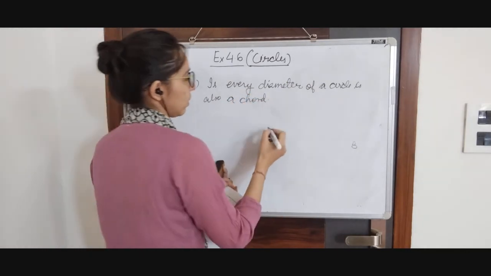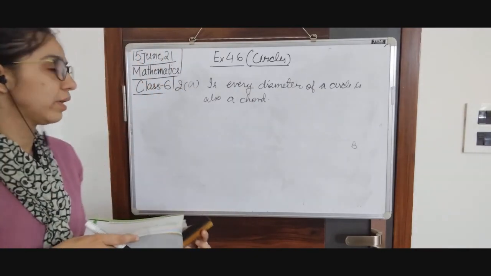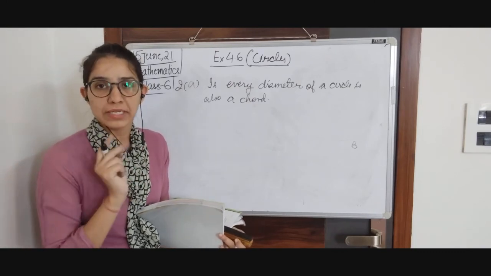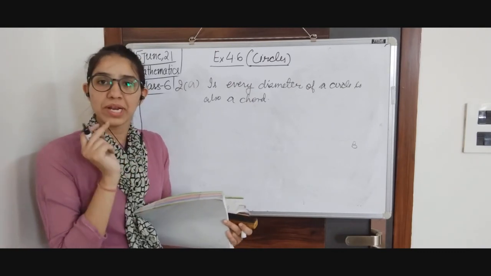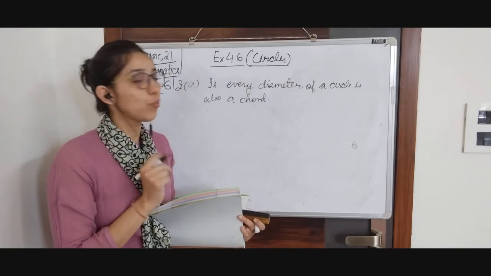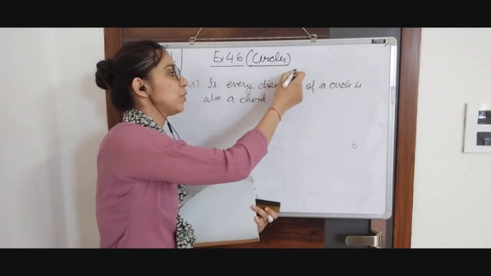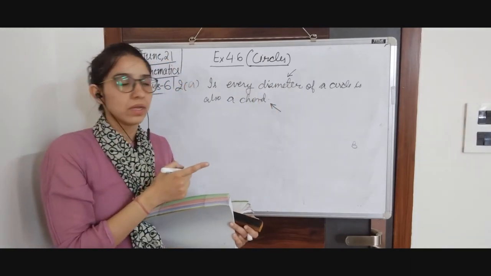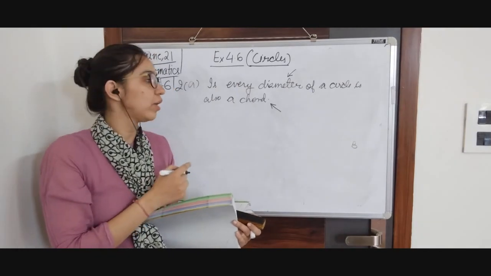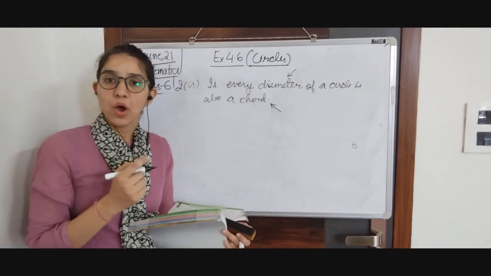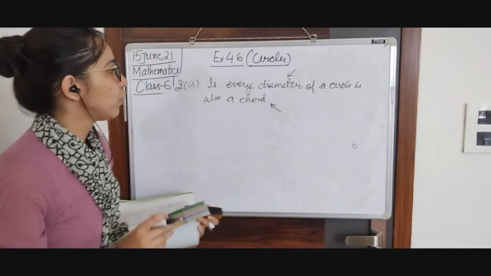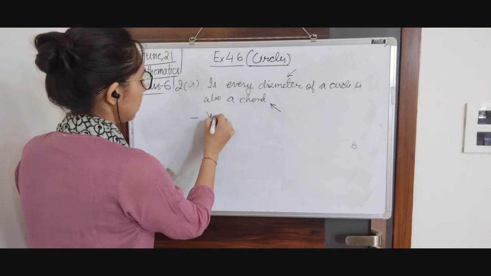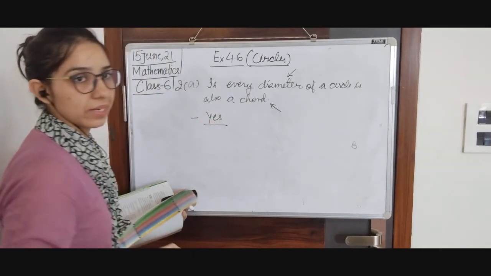Now we are going to look at the definitions of diameter and chord. A diameter is a line segment connecting two points on the circle. A chord is also a line segment connecting two points on the circle. The difference is that a diameter must pass through the center, and a chord may or may not pass through the center. So a diameter is also a chord, that is correct.